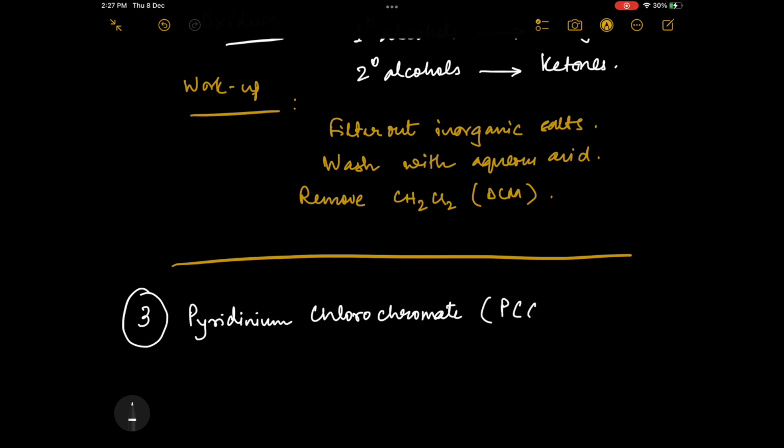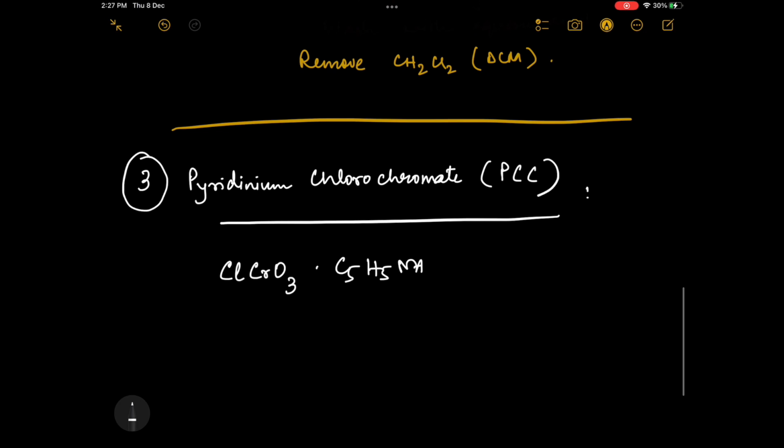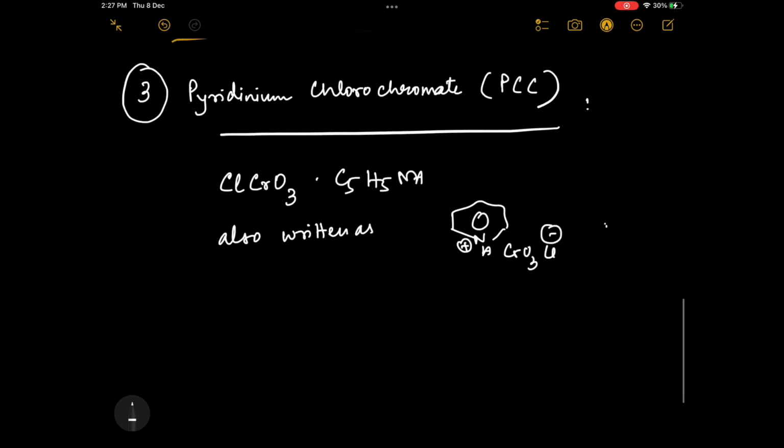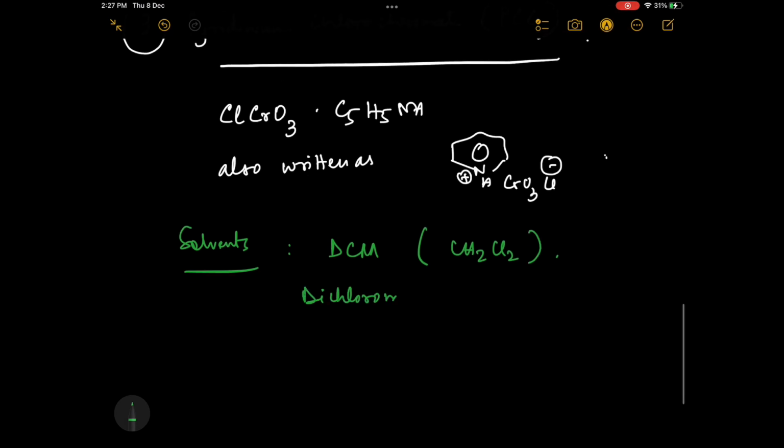This is also known as PCC. It is also an oxidizing agent which is used in the solvent DCM, which is dichloromethane, CH2Cl2. The formula of PCC is CrO3Cl·pyridine. This can also be written as CrO3Cl minus and pyridinium NH plus. So pyridine is protonated in this case. The solvent that is used is DCM, CH2Cl2, as I said.